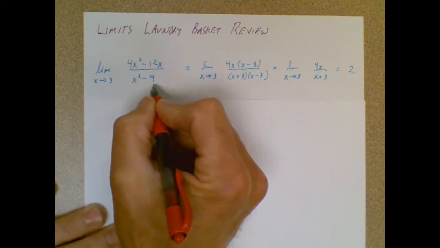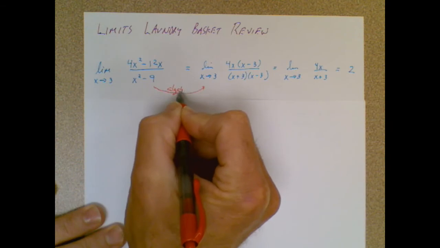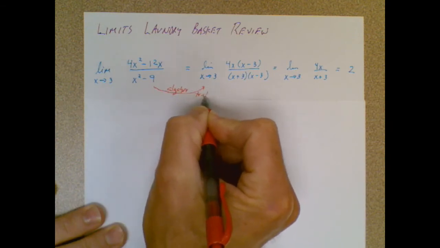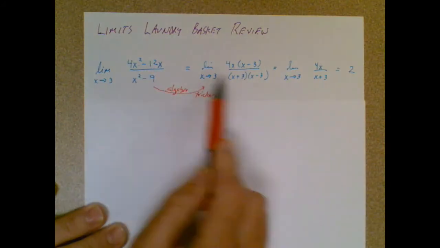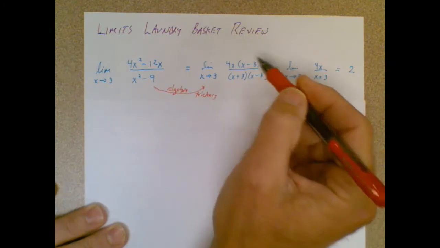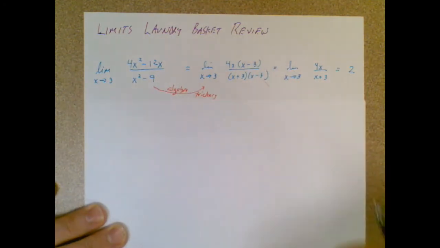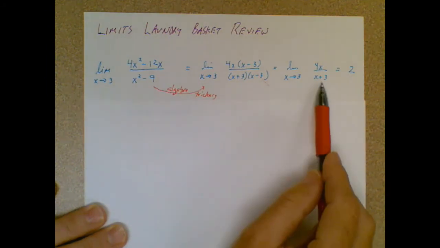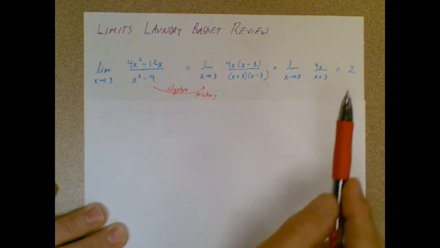So the terminology I've used is we're going to use some version of algebra trickery. Algebra trickery is going to let you change what this looks like, and something good's going to happen, maybe, when you do that. In this case, those two would reduce, and you get this new expression, and when you plug the 3 in, now it works.